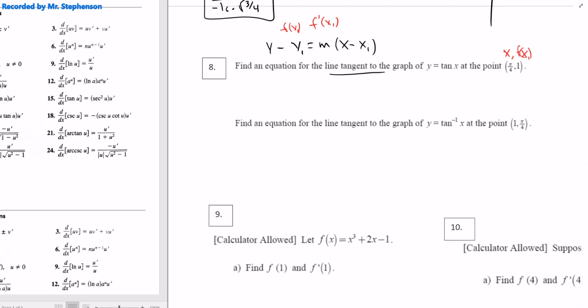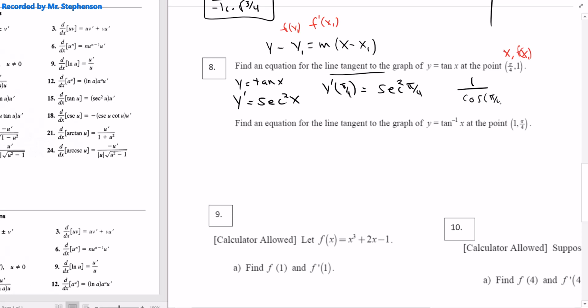So my function is y equals tangent x. My slope is going to be the derivative, which hopefully I have memorized by now. The derivative of tangent is secant squared x. And then I want to know the slope at pi over 4, which means I'm finding secant of pi over 4 squared. Okay, so I need to find secant of pi over 4 without a calculator, and this is something we should be able to do. We should know that secant is 1 over cosine. We have secant squared, so it's going to be 1 over cosine squared of pi over 4.